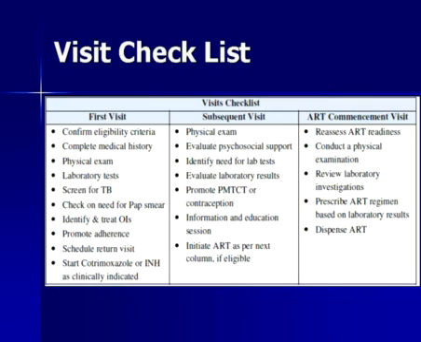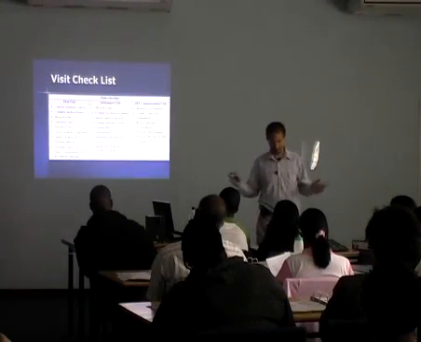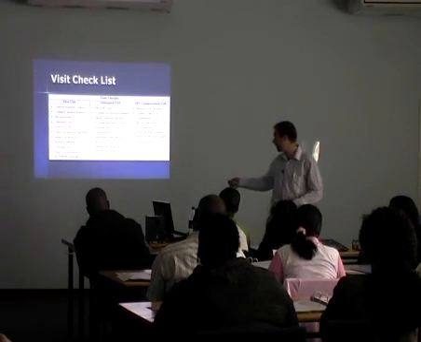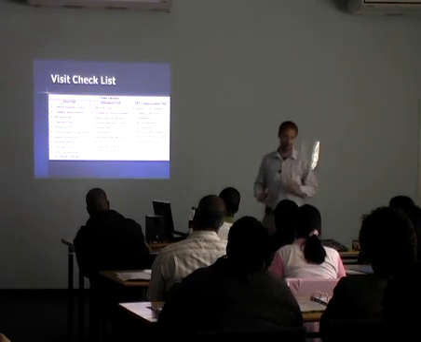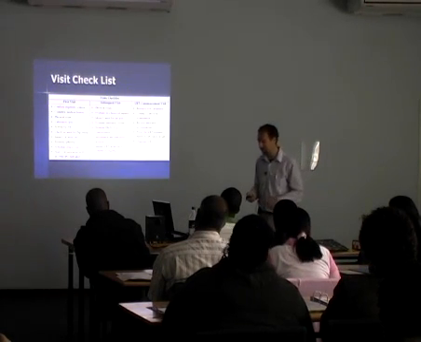Confirm eligibility, complete medical history, do a physical exam, do the laboratory test, screen for TB, check on the need for a pap smear for a woman, which is annually if you're HIV positive, identify and treat opportunistic infections, promote adherence, schedule return visit, start cotrimoxazole or isoniazid as clinically indicated. Again, this is for people who qualify for treatment. Again, isoniazid is not commonly part of most clinics' repertoire when they screen somebody for HIV, ARV treatment eligibility.